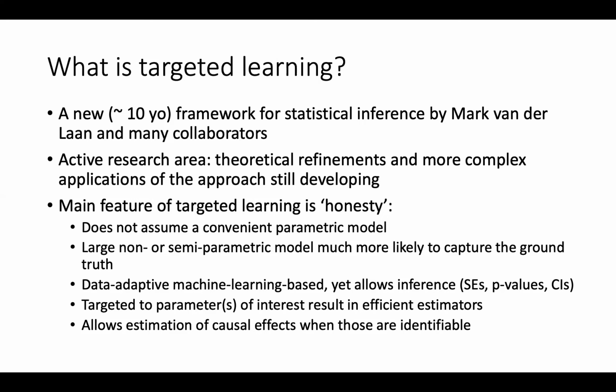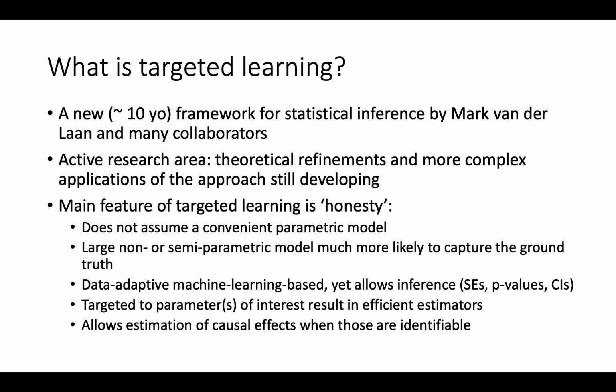Because with traditional approaches, if you do model selection or use machine learning methods, typically there is no direct inference associated with those methods. And the method is highly efficient. It's called targeted in the sense that it targets a parameter of interest, which I'll talk about in a second, and it results in a very efficient estimator. So there is theory behind it showing that what you're getting is actually efficient.